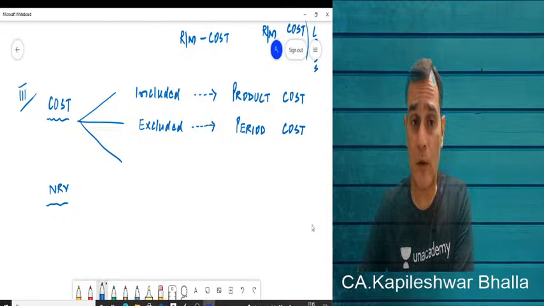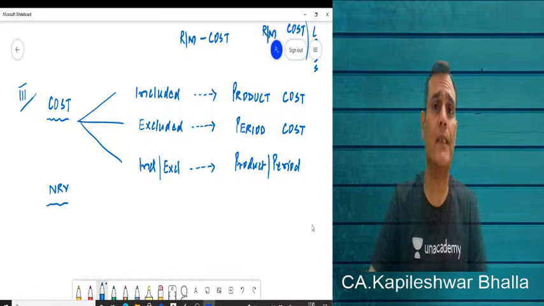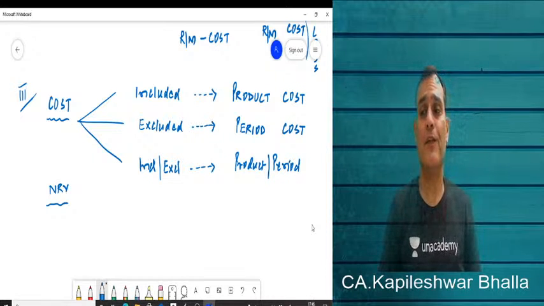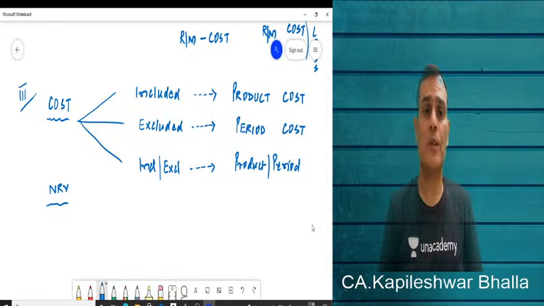And then there is another cost which may be included or may be excluded. It all depends. It may turn out to be a product cost if it is included, or it may turn out to be a period cost if it is not included. So Ind AS 2 gives us guidance on three categories of cost: one list which is included, another list which is excluded, and one which may or may not be included.